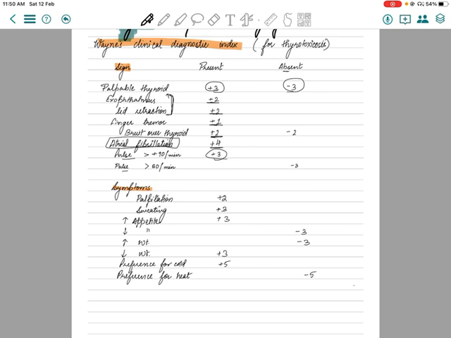Now, the symptoms. If palpitation is present, then +2. Sweating is +3. Increased appetite is +3, and decreased appetite is -3. If weight is increased, then -3. If weight is decreased, it's +3. And if there's a preference for cold, it's +5, because in thyrotoxicosis we have these features. If the patient has a preference for heat, then it's -5.